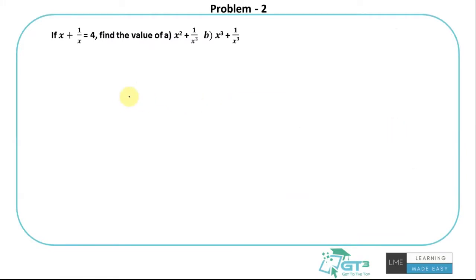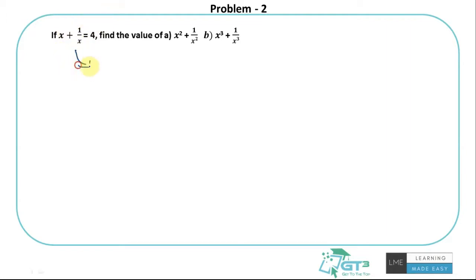So if x plus 1 by x is 4, find the value of x square plus 1 by x square and x cube plus 1 by x cube. So whenever you see x plus 1 by x or x minus 1 by x and then x square, x cube, etc., don't try to find the value of x or solve a quadratic equation.